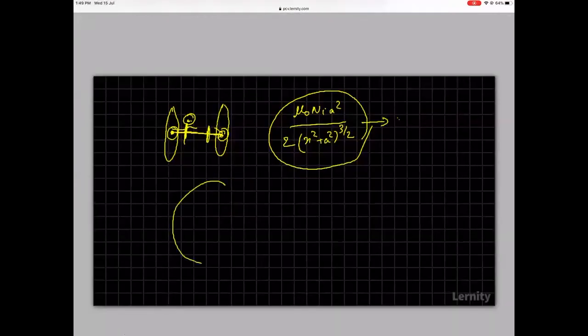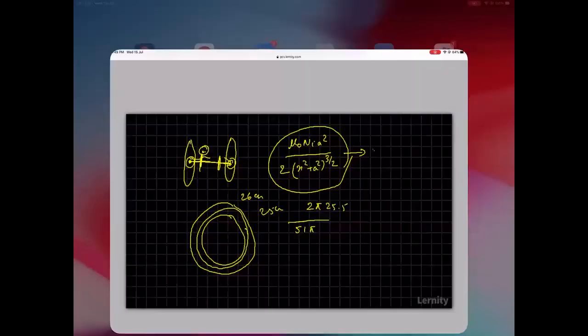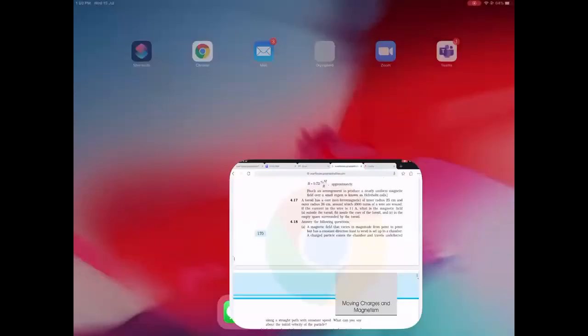So this is the outer radius, 26 centimeters. This is the inner radius, 25 centimeters. I need to know this length, so that length will become equal to 2 pi r. So 2 pi r will become 2 pi into 25.5, so it will become 51 pi. In 51 pi, you have 3500 turns.